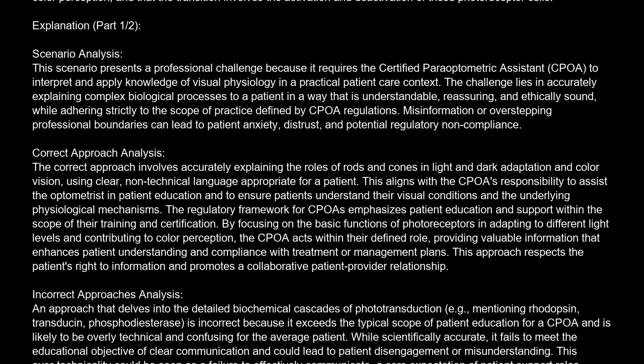Incorrect approaches analysis. An approach that delves into the detailed biochemical cascades of phototransduction, e.g., mentioning rhodopsin, transducin, phosphodiesterase, is incorrect because it exceeds the typical scope of patient education for a CPOA and is likely to be overly technical and confusing for the average patient. While scientifically accurate, it fails to meet the educational objective of clear communication and could lead to patient disengagement or misunderstanding. This over-technicality could be seen as a failure to effectively communicate, a core expectation of patient support roles.